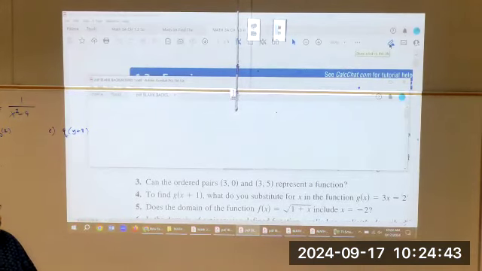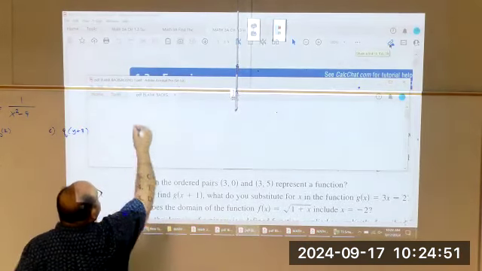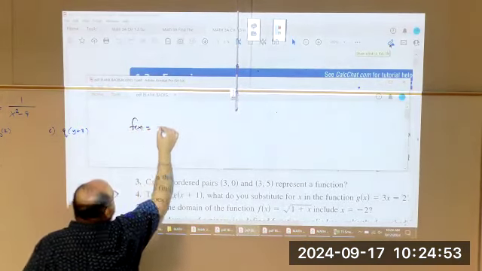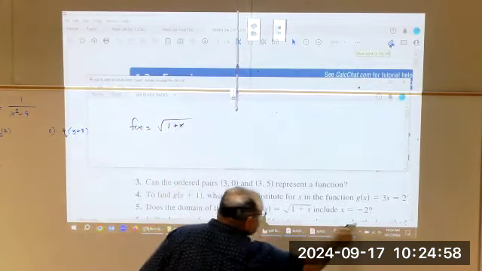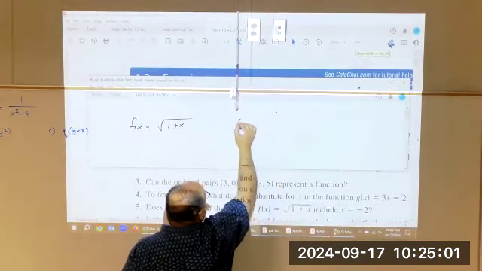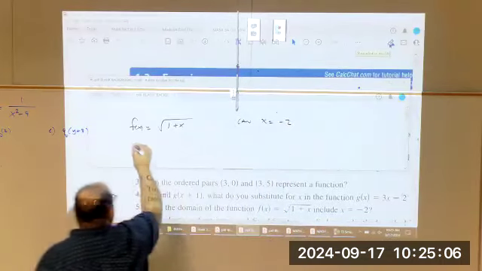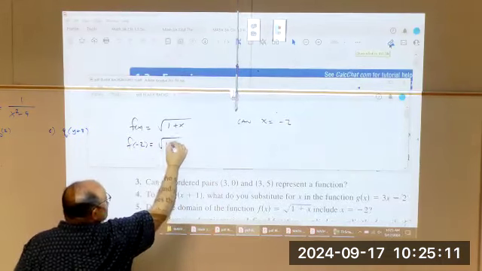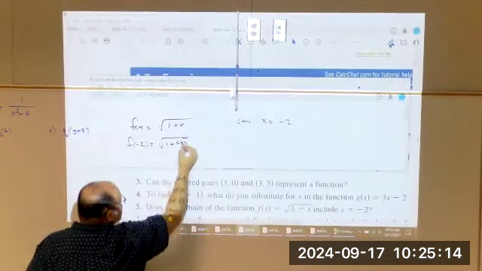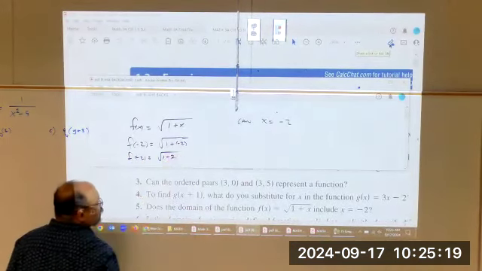Okay. And then question 5. Does the domain of the function f of x equals 1 plus x square root 1 plus x include, in other words, can x equal negative 2? So check it, f of negative 2. Is this okay? Is the square root of 1 plus a negative 2, the square root of 1 minus 2, okay to do? No.